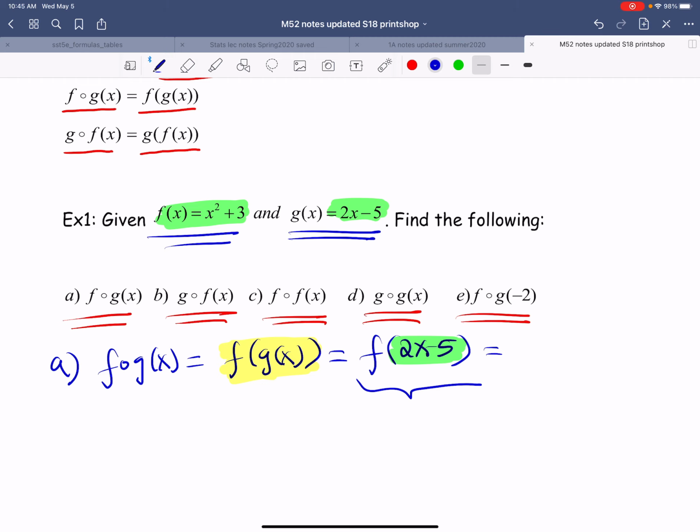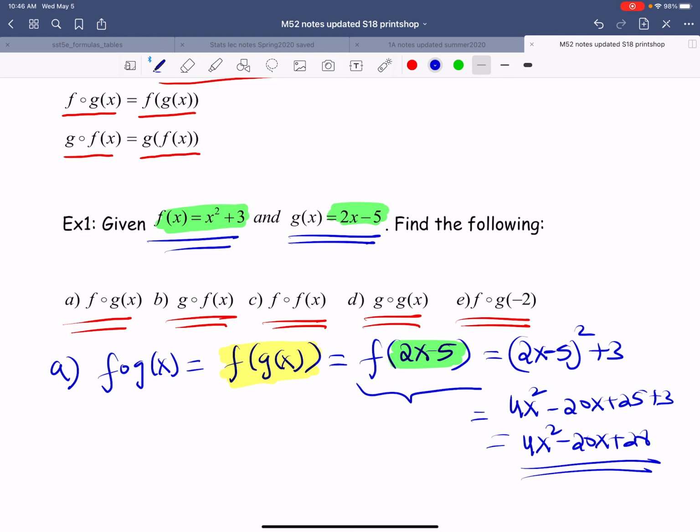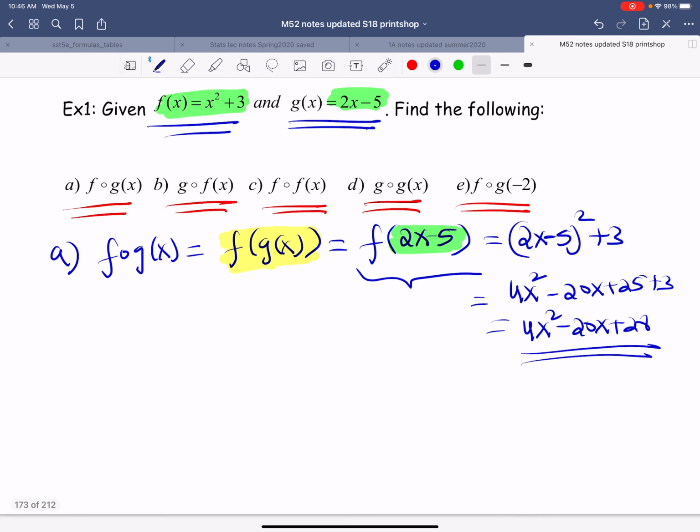It squares it and adds a 3. So 2x minus 5 squares it and adds a 3. We can go ahead and simplify, and that's going to be 4x squared minus 20x plus 25 plus 3, which is 4x squared minus 20x plus 28. Okay, and that's my f of g of x.